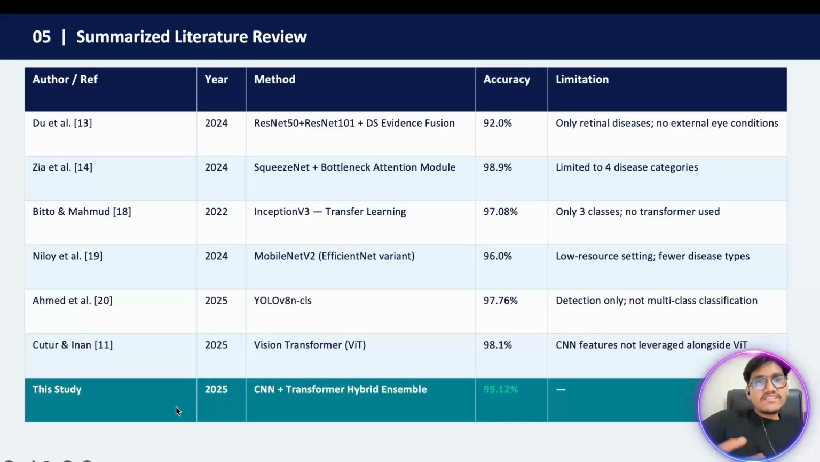And finally, our study, by combining all 4 architectures into a hybrid ensemble, they achieve 99.12% accuracy across all 5 external eye disease classes. This is the highest accuracy in the table, and it was achieved on the most comprehensive and balanced data set.